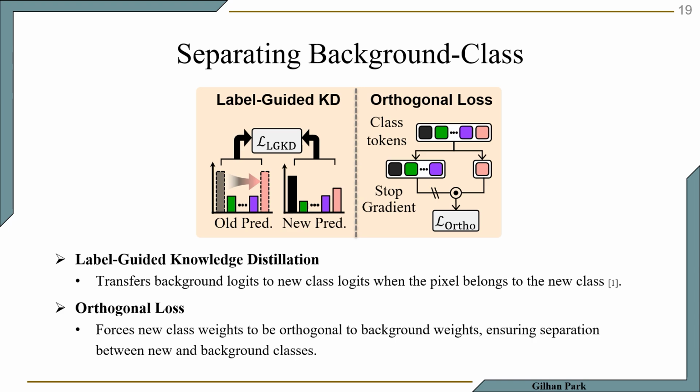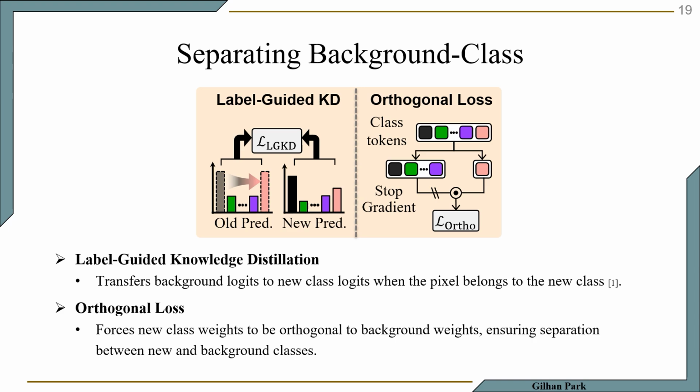To address the issue of background shift when learning new classes, we utilize two key techniques: label-guided knowledge distillation and orthogonal loss. Let's break them down to understand how they work together.